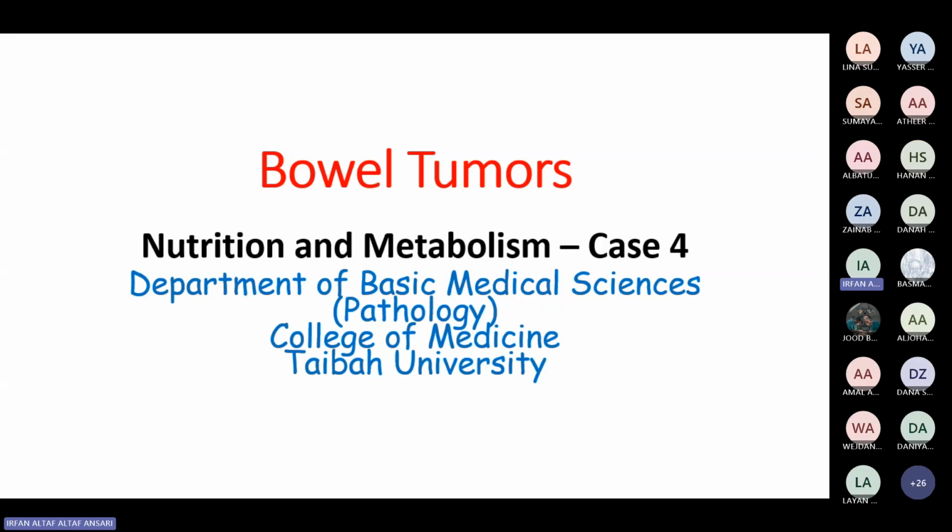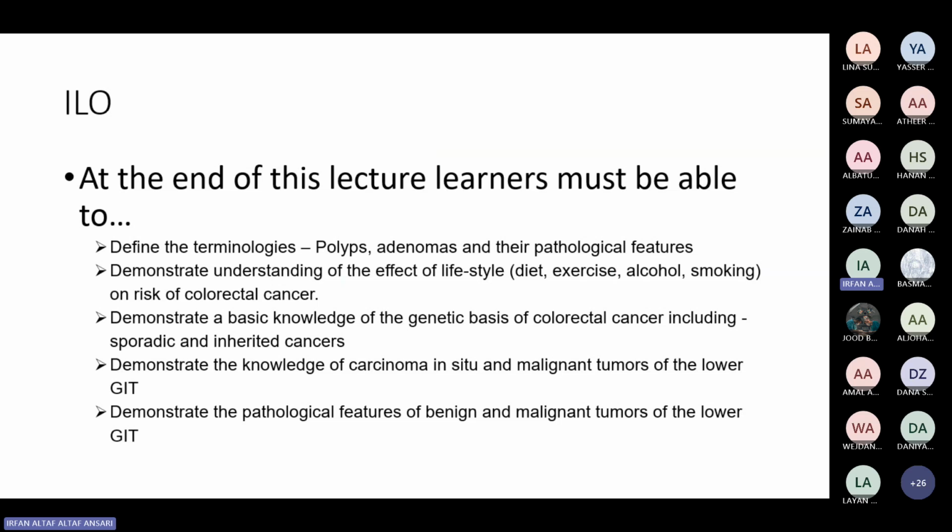So we'll see what we are going to learn in this case. In the biopsy, he has 3 polyps, a large tumor. We have different terminology like polyps, adenoma, and their pathological features. Then he was having a poor diet, which is less of fruits and vegetables, and his daughter is forcing him to take more fruits and vegetables.